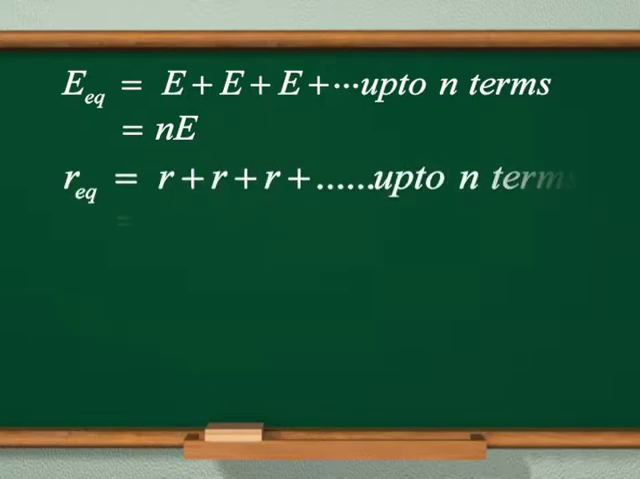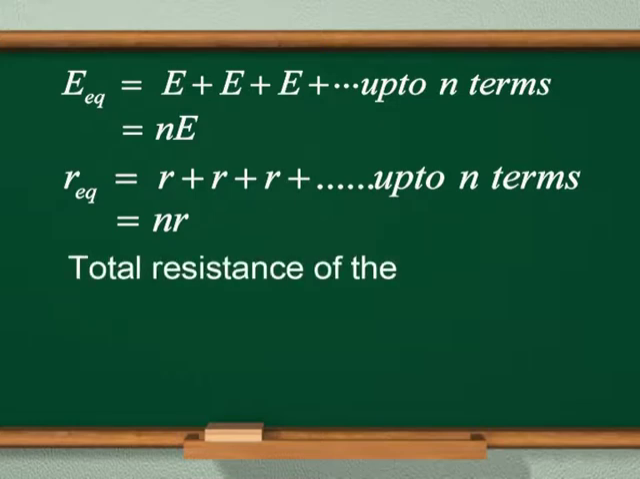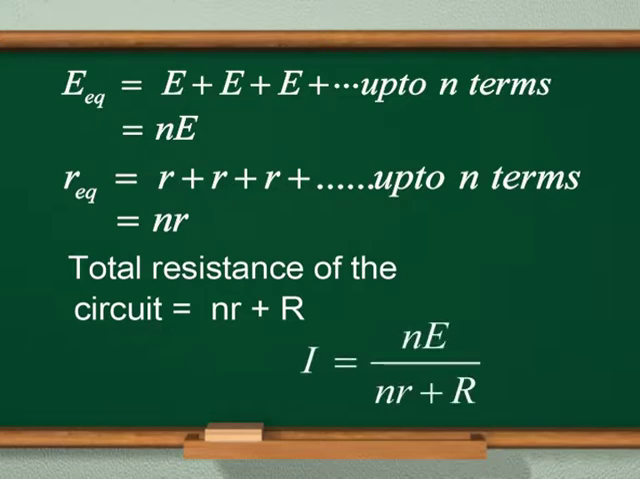Equivalent internal resistance of n cells in series. Hence, the total resistance of the circuit is equal to nr plus capital R, that is the resistance of the external resistor in the circuit. Current in the resistance R is given by I equal to nE upon (nr plus capital R).